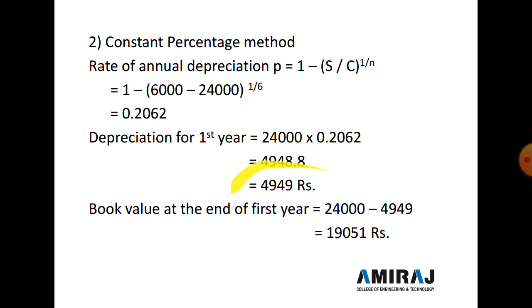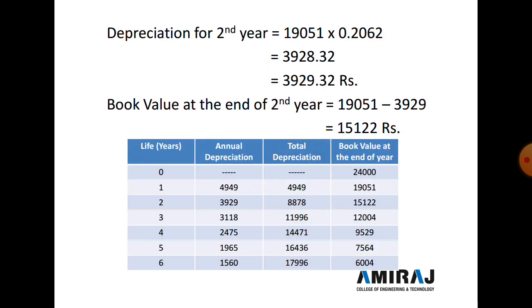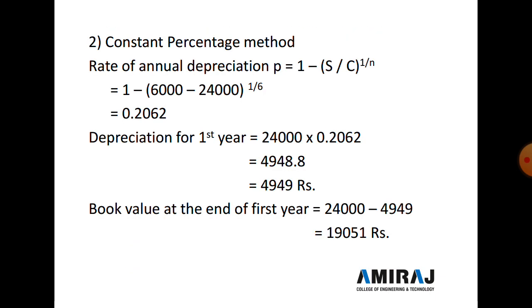Now depreciation for the first year is 24,000 multiplied by 0.2062, so 4,948. The rounded-up figure is 4,949, the depreciation for the first year, and the book value at the end of the first year is C minus the depreciation of the first year, so 24,000 minus 4,949. So we got the answer 19,051 rupees.